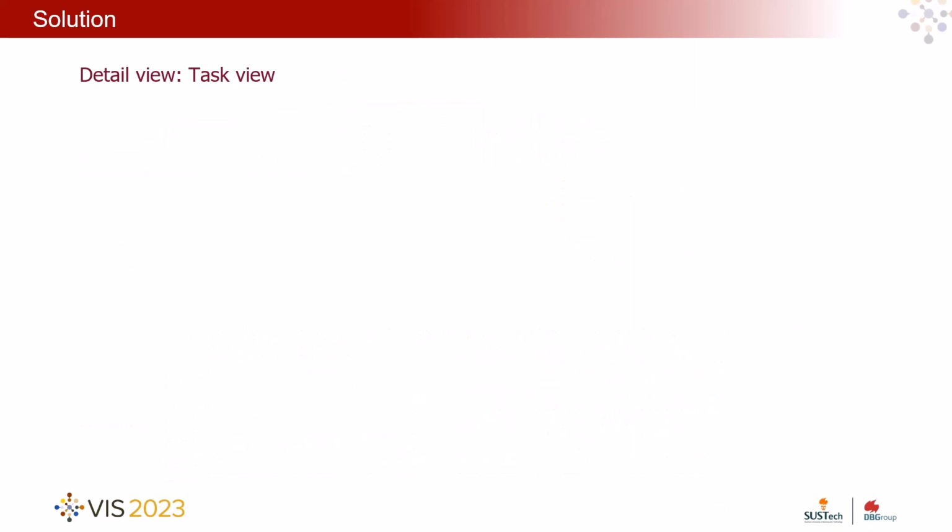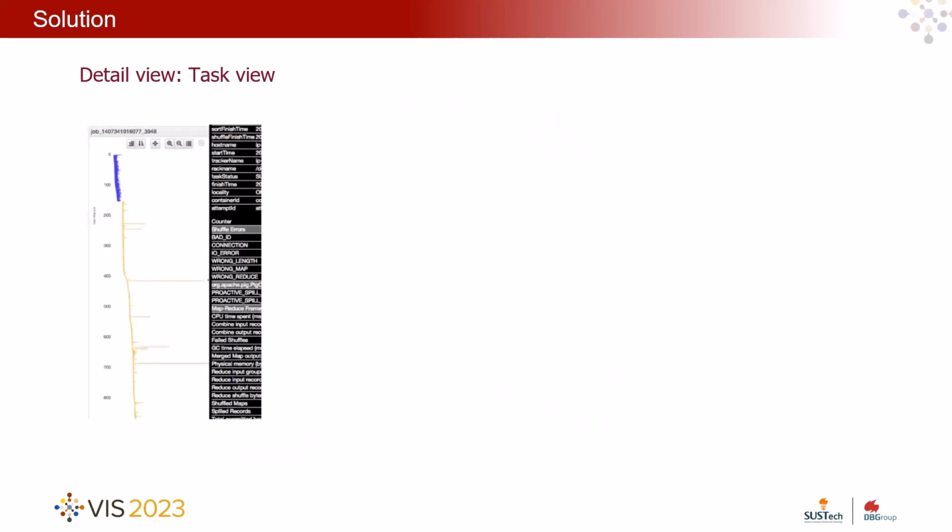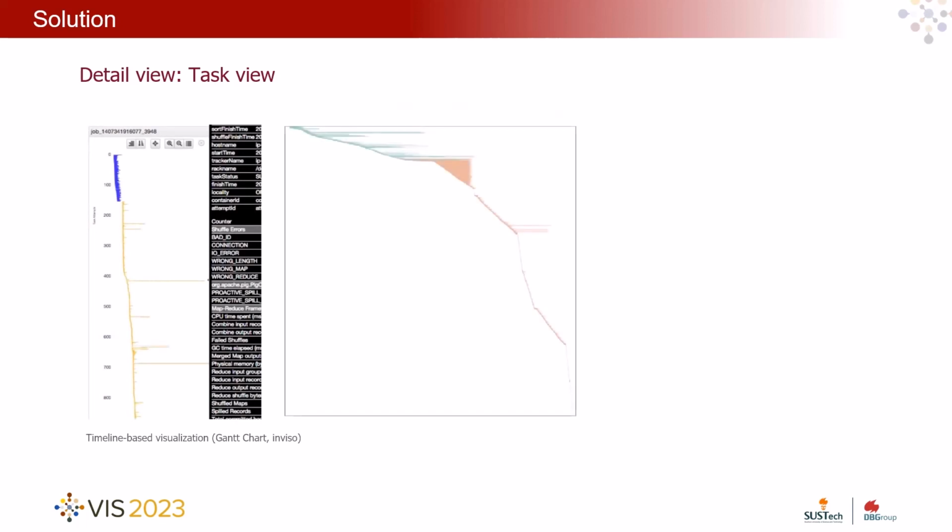In order to get more in-depth insights, we then focus on visualizing the atomic tasks, which are the smallest units of execution. The most direct method for displaying these tasks is still the timeline-based approach. For example, in VIS employs the approach to visualize tasks as demonstrated in this figure. We've also adopted the same idea as shown in this figure.